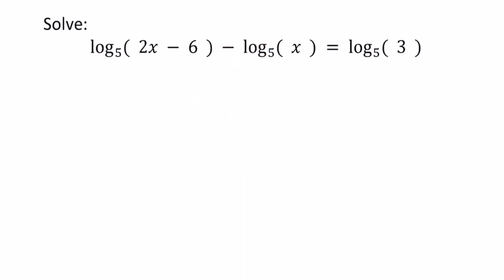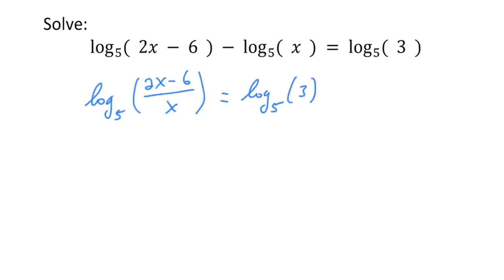Solve log base 5 of 2x minus 6 minus the log base 5 of x is equal to the log base 5 of 3. So we want 1 log on each side. So we have to combine the log on the left side here. We have a subtraction. So when we combine it, this will become a division. So we have log base 5 of 2x minus 6 over x is equal to the log base 5 of 3.